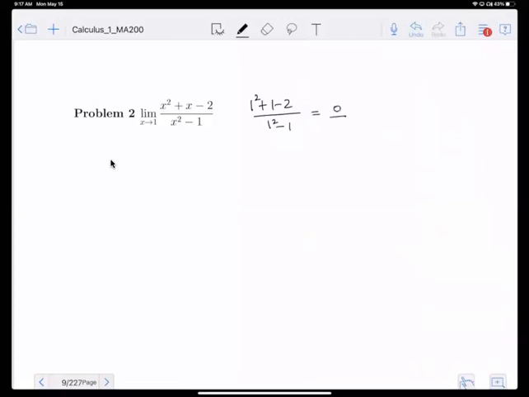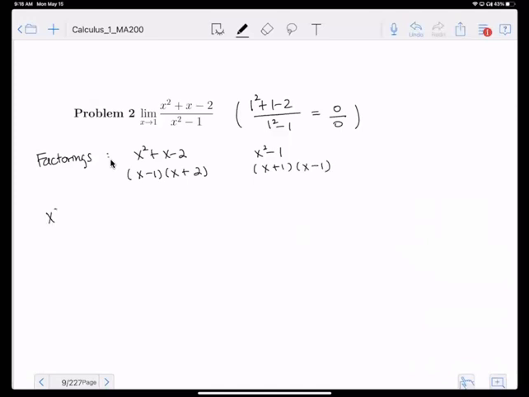Okay, so this is a 0 over 0 case. So we do need factoring. Okay, so let's do factoring. x squared plus x minus 2 can be factored as (x minus 1)(x plus 2). We have x squared minus 1 in the denominator. It can be factored as (x plus 1)(x minus 1). All right, it's factorable.